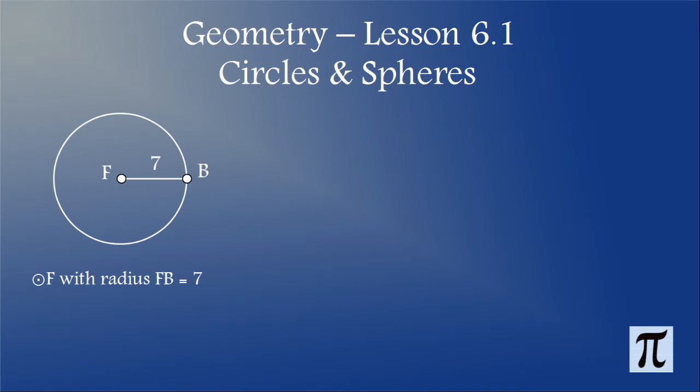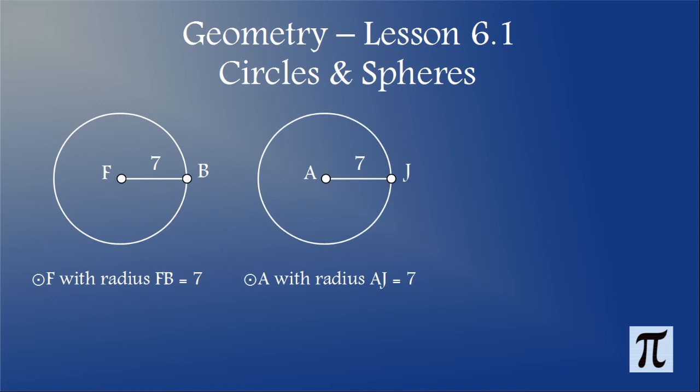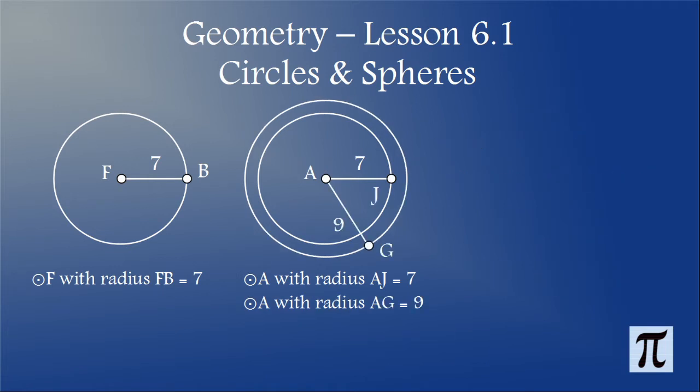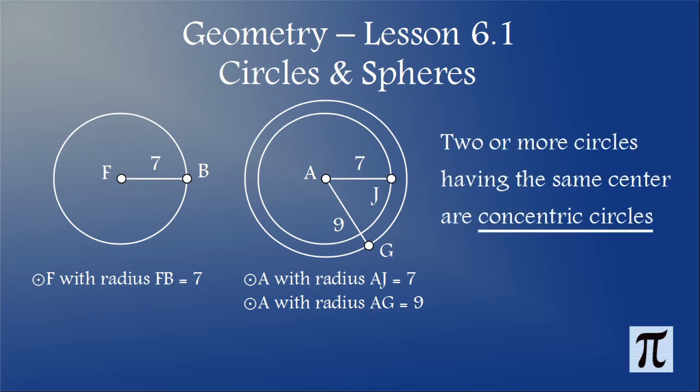So here we have circle F with radius FB with a length of 7. And circle A with a radius AJ also with a length of 7. 2 or more circles having congruent radii are congruent circles. This is the definition of a congruent circle. So, circle F is congruent to circle A because their radii are congruent. Let's draw another circle. Circle A with radius AG equal to 9. 2 or more circles having the same center are called concentric circles.